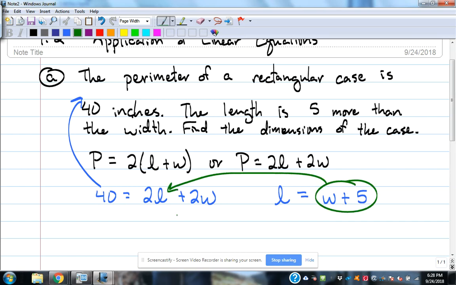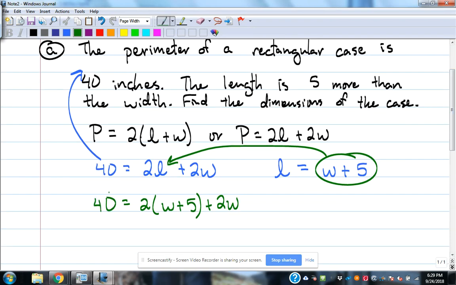Take that W plus 5 and put it in the place of L. 2 parentheses W plus 5. That's 2W. All that's still equal to 40. Now, how many variables do I have in this problem? How many kinds of variables? I got a W here and a W here, right? So it's only the one kind of variable. They're in two different places, but I got just W's.